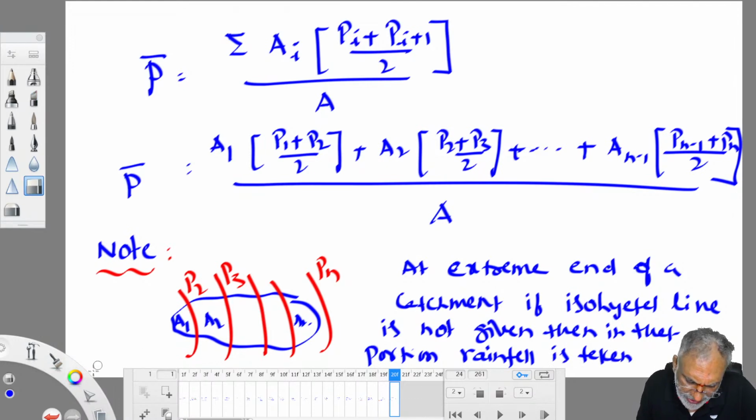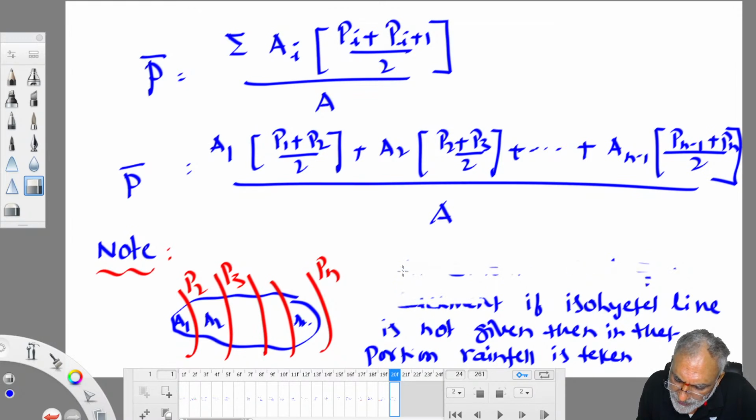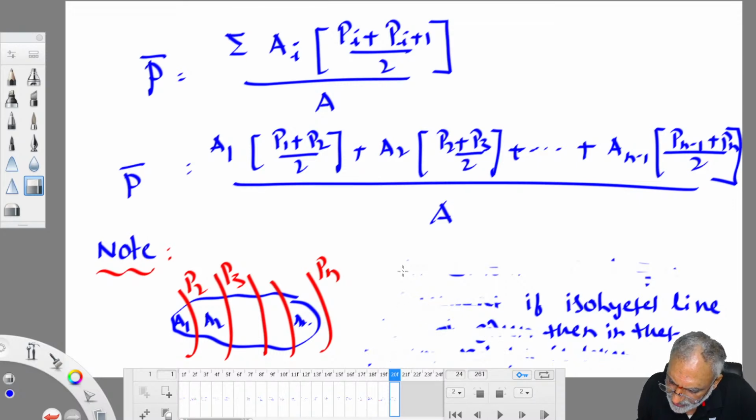Okay, I'll write on the next page. That point you have to remember. Sometimes, to confuse you, at the extreme coordinates the isohyetal line will be missing. Purposefully, intentionally, they do this. Then in such a case, what do you need to do? The nearest isohyetal value is taken as the rainfall in that portion.